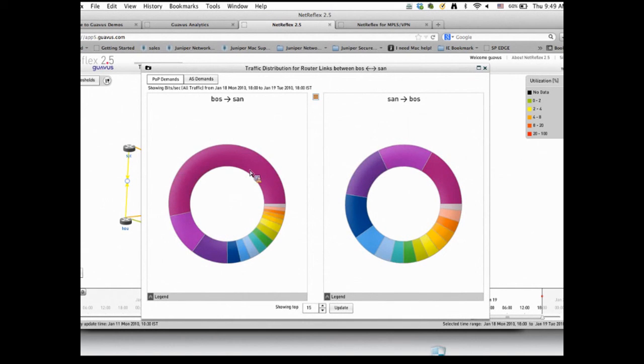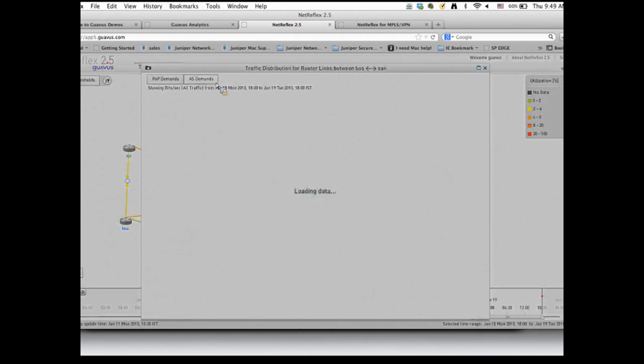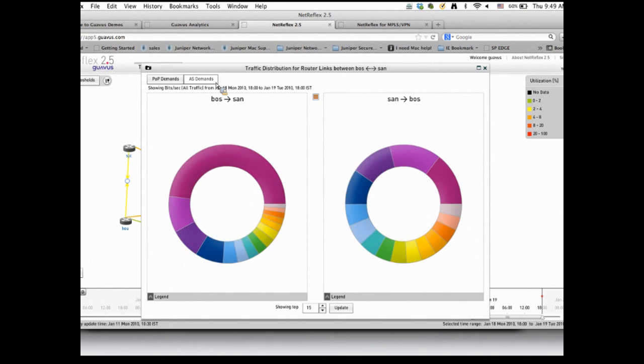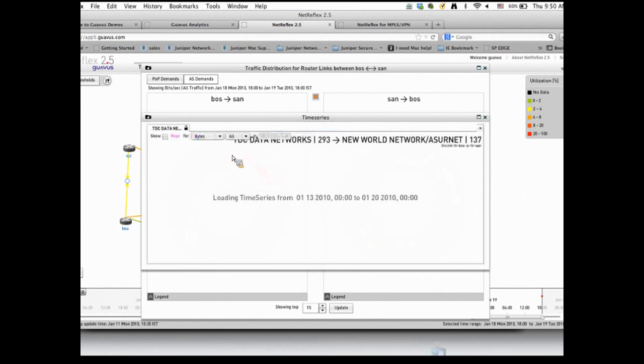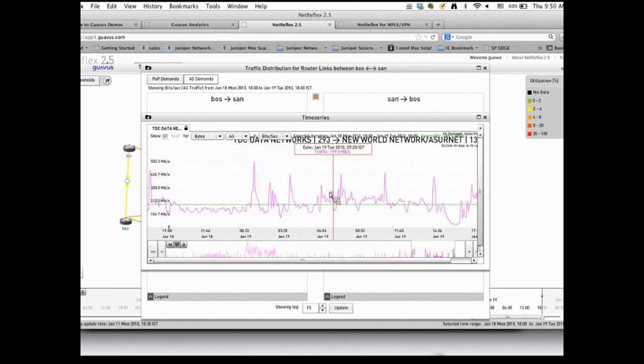You could say from Boston to San Jose to Boston, and this can be done based on POPs, or you can actually do it based on AS demands. And this is very interesting to some of our carriers who are actually using CDN services and so on. So again, I can actually go down further and drill it down into further details, and you can actually drill it down on trend analysis for these things and further details.